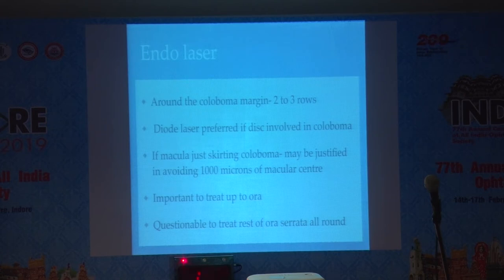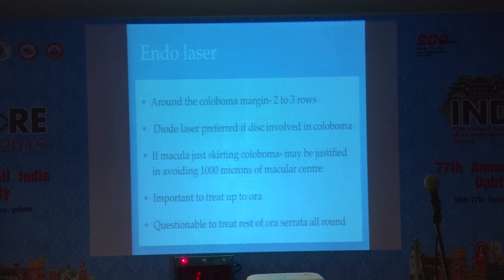So in those cases, you go as close to the macula, the fovea, as possible, and leave just the subfoveal area without treatment, taking a risk. You are hoping that at that point, there is no communication between the subretinal and sub-ICM space. And if the patient develops perhaps a recurrence when you remove the oil, then you have no choice except to destroy the macula. It's important to treat right up to the ora.